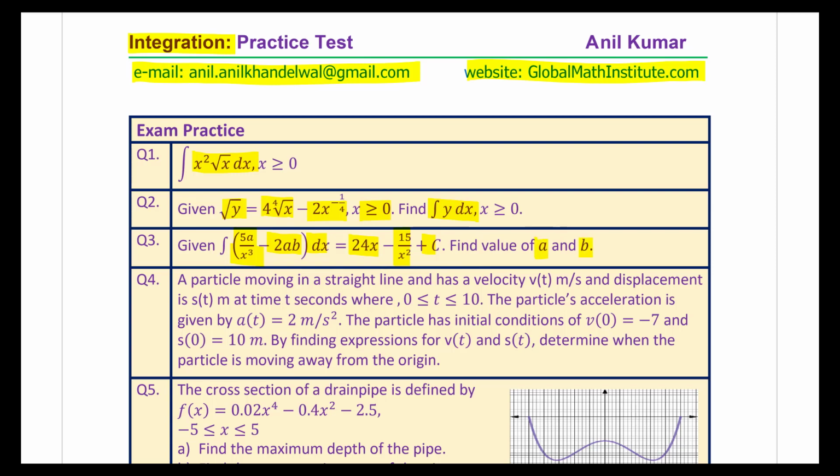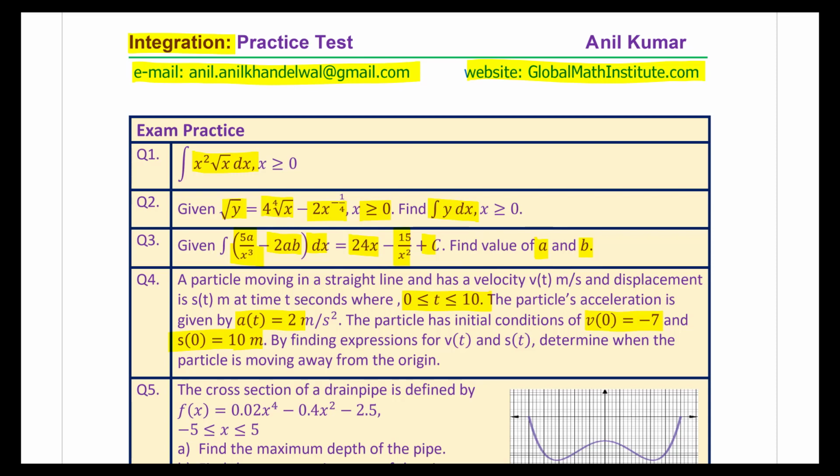Question number 4. A particle moving in a straight line has a velocity v of t in meters per second and displacement s of t in meters at time t seconds, when t is between 0 to 10. The particle's acceleration is given as a of t equals 2 meters per second square. The particle has initial velocity v0 equals minus 7 and s0 equals 10 meters is the initial displacement.